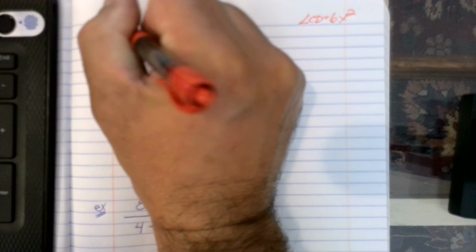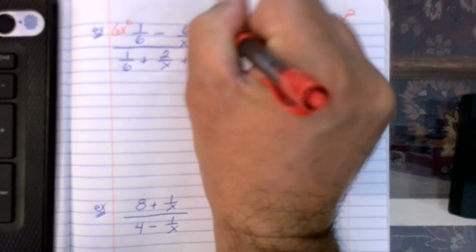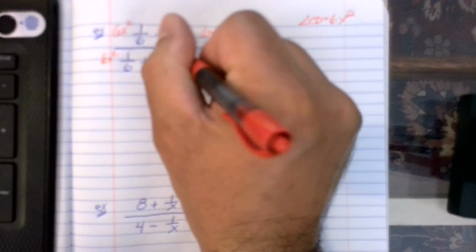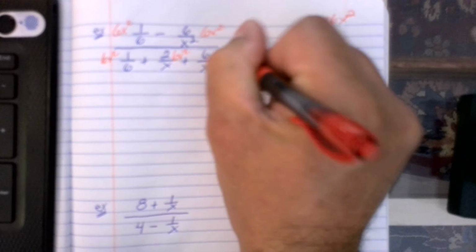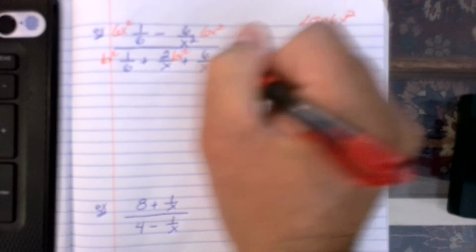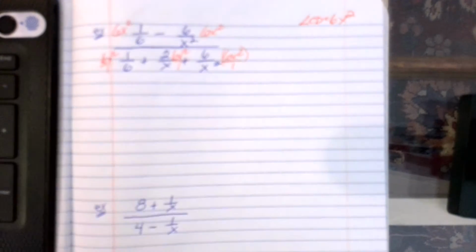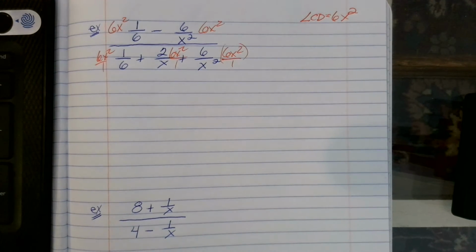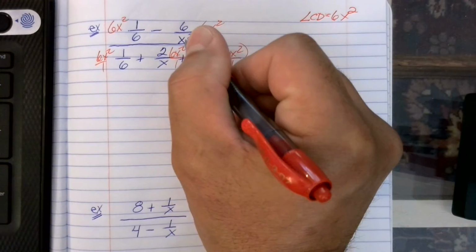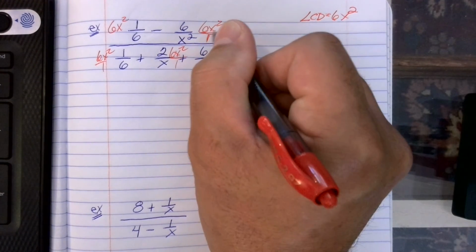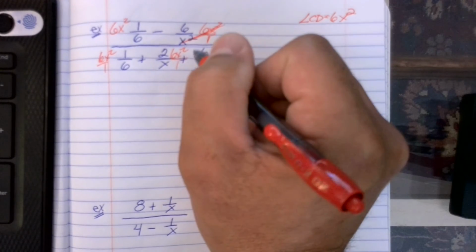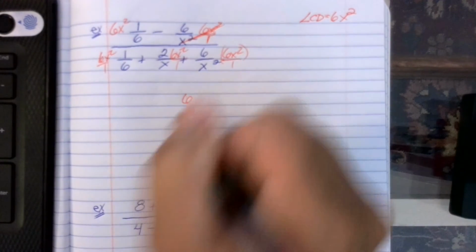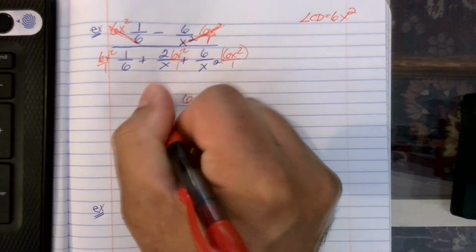So we're going to write 6x squared over each term. We're multiplying all of the numerators by 6x squared. When we multiply the numerator by 6x squared, we're able to cancel out the denominator. This x squared is going to cancel out, leaving me just with 6. Here my 6's will just cancel out, leaving me with x squared.